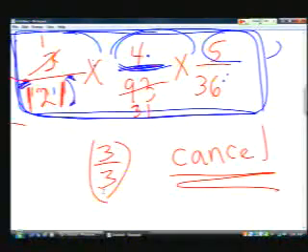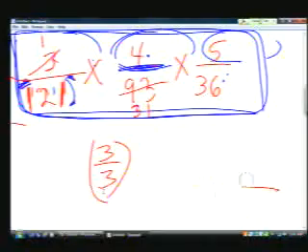Because it implies magic. Cancel, I don't like that word, all right? So we divide numerator and denominator by the same thing. So I divide numerator and denominator by a 3. Now I can divide numerator here by a 4, divide that by a 4. You see, it does make it a lot simpler.